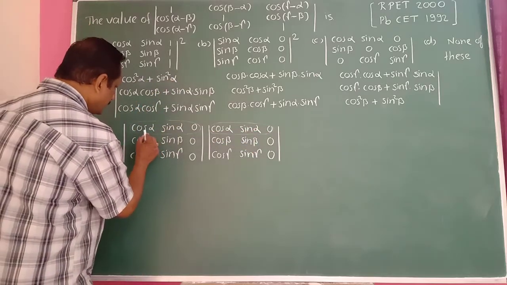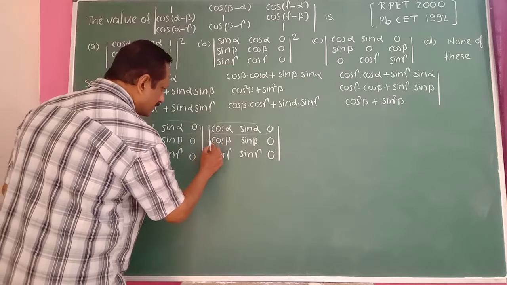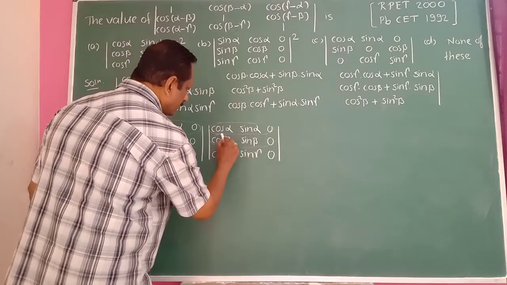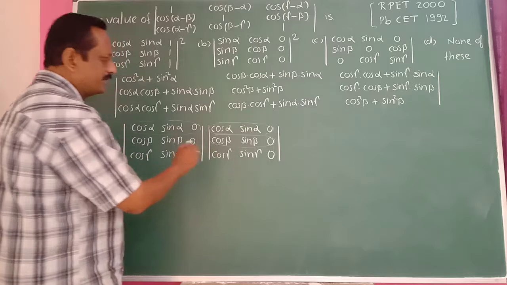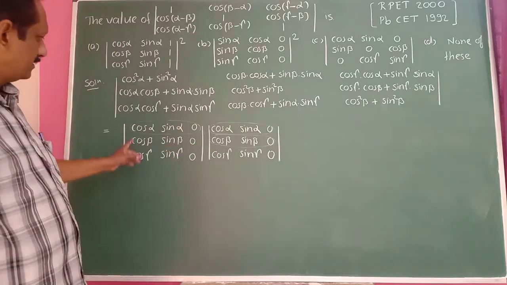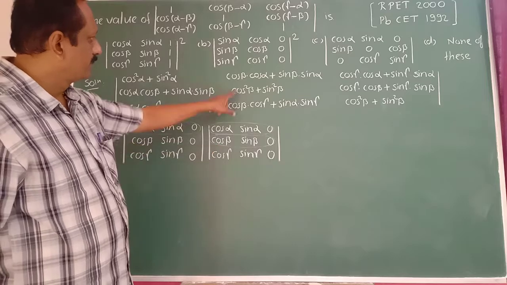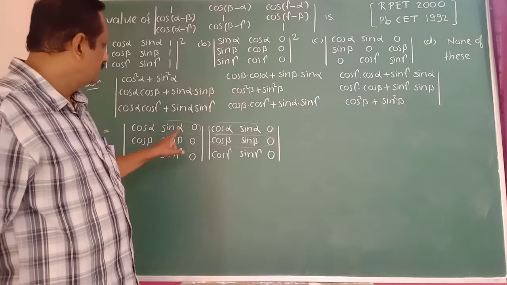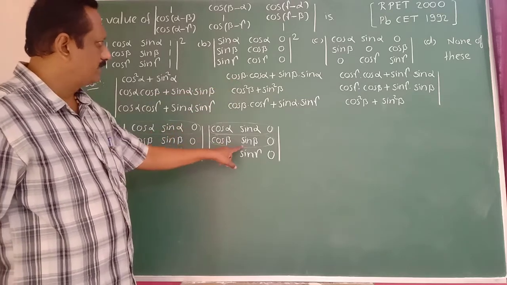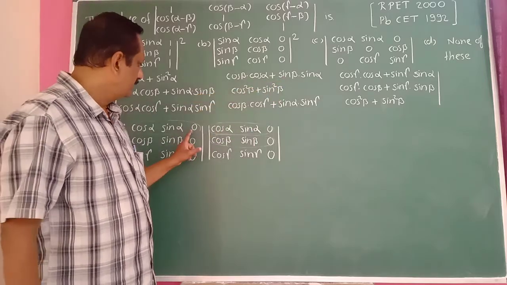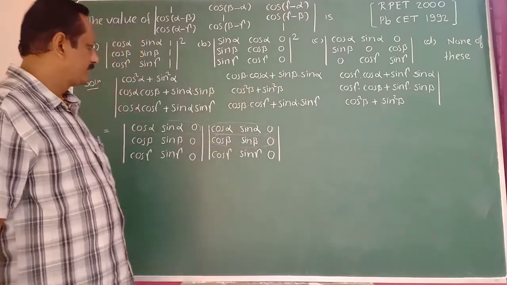Then multiply this row with the second row here. Matrix multiplication of determinants here. So multiply this with this: cos alpha cos beta, then plus sin alpha sin beta. 0 into 0 becomes 0.